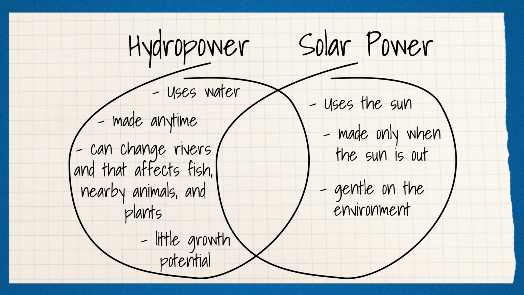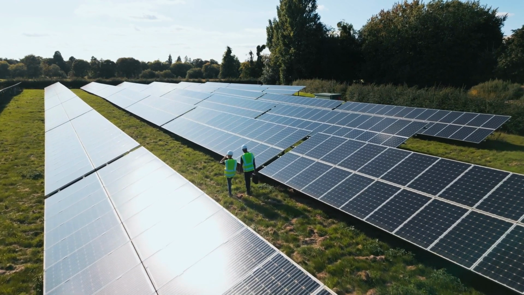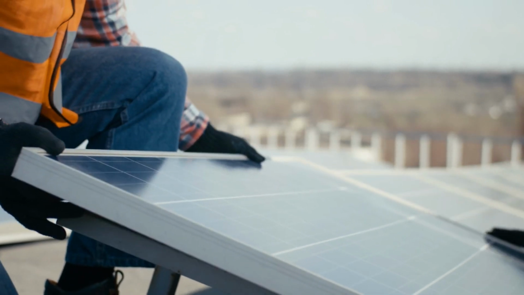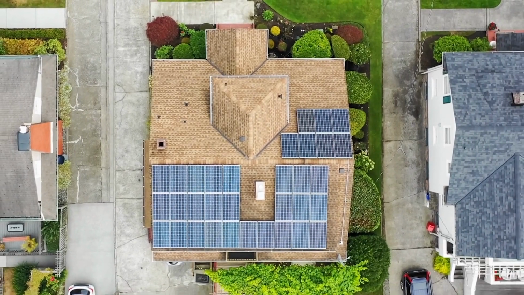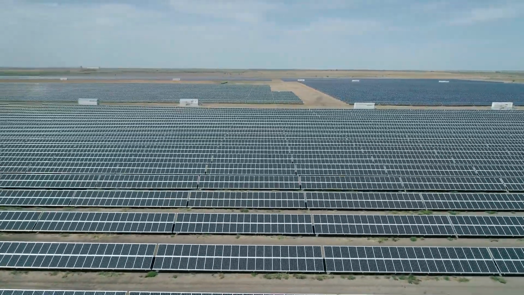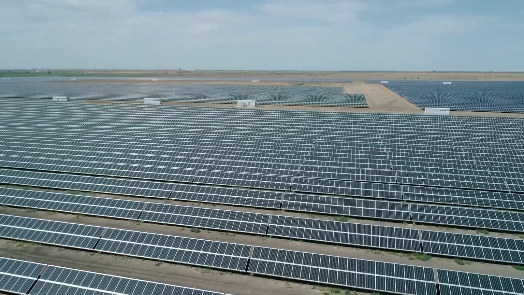Growth potential. There is a lot of room to add more solar power in Michigan. It's getting cheaper to make and install solar panels, and we have a lot of rooftops and open land that can hold solar panels. Now that we've reviewed reliability, environmental impact, and growth potential for both hydropower and solar power, we're ready to compare them side by side with our Venn diagram.